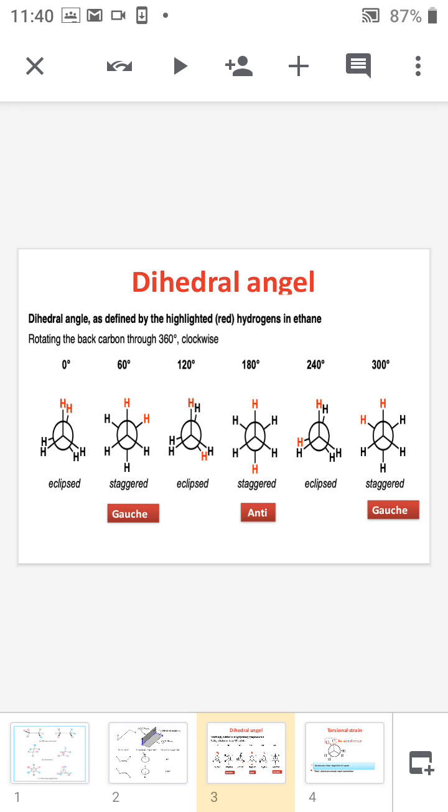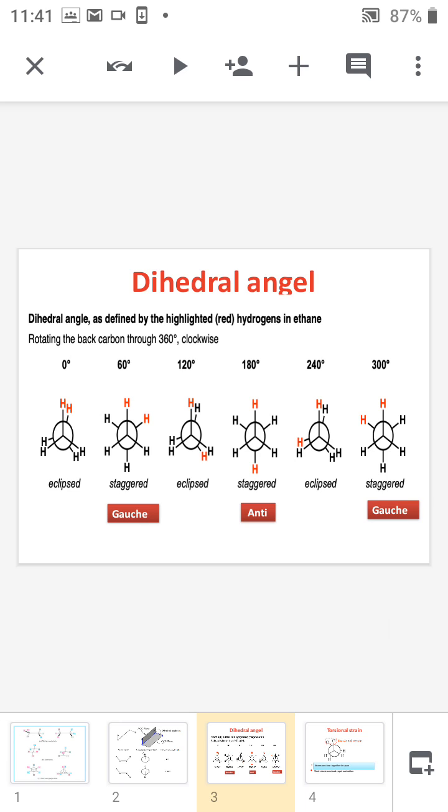so the dihedral angle is 0 degree. If you rotate the molecule by 60 degree, that is, the front carbon is stationary and the back carbon atom is rotated by 60 degree in the clockwise direction, that means rotating the back carbon atom to the right-hand side, we can see the second conformation. This conformation is known as staggered, in which both hydrogen atoms are apart by 60 degree. This conformation is also known as the gauche form, which we will discuss later.